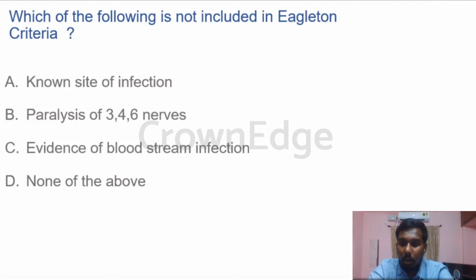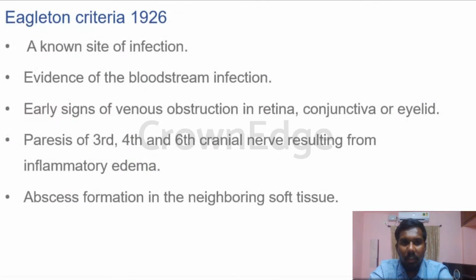It's actually good to see a lot of people answering. Okay, the answer is D, none of the above. Don't worry, I'll be discussing Eagleton criteria in the next slide. Okay, there will be a site of infection. There will be paralysis of third, fourth, and sixth cranial nerves, and there will be also evidence of bloodstream infection. Okay, so the answer is D. Okay, so if you see the Eagleton criteria, it was given in the year 1926. Okay, so the following are the criteria given to diagnose cavernous sinus thrombosis.